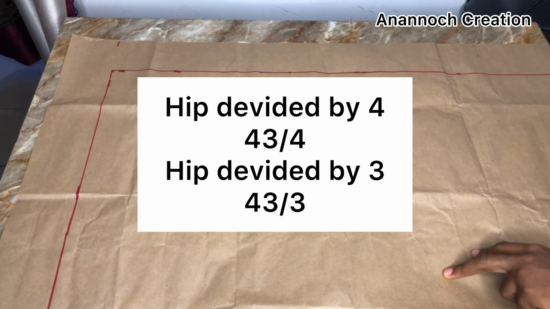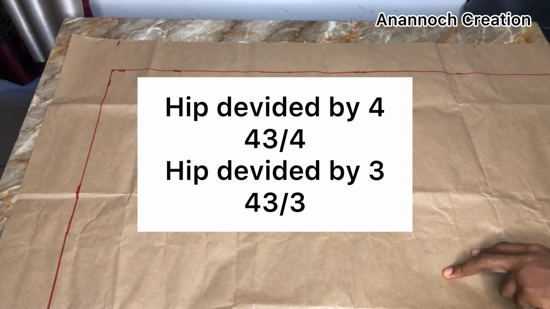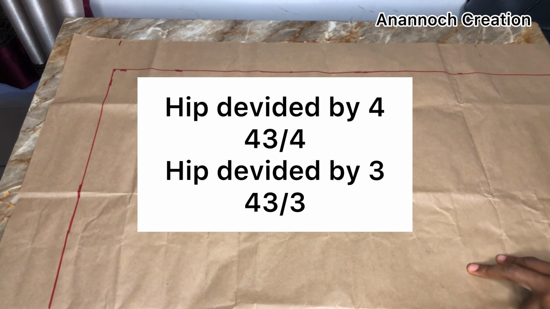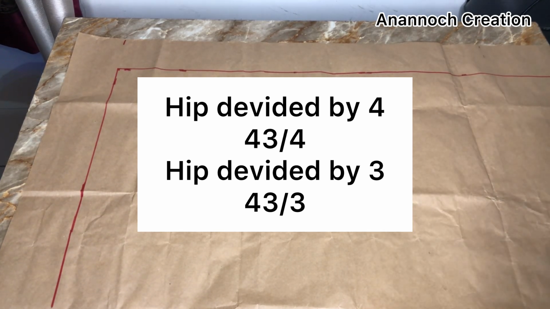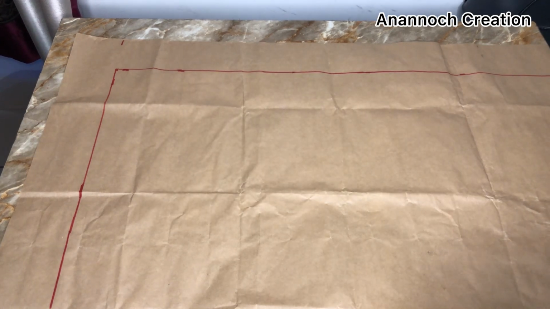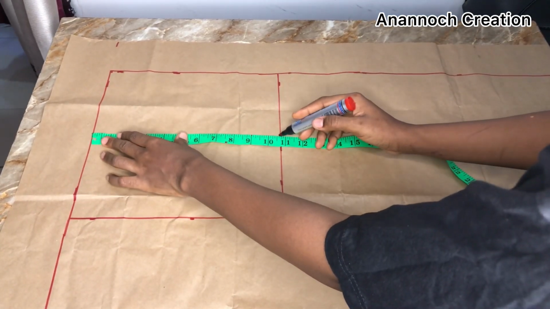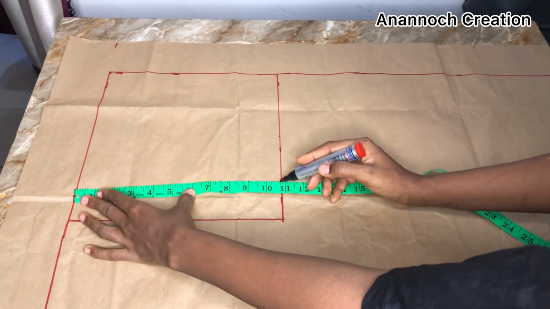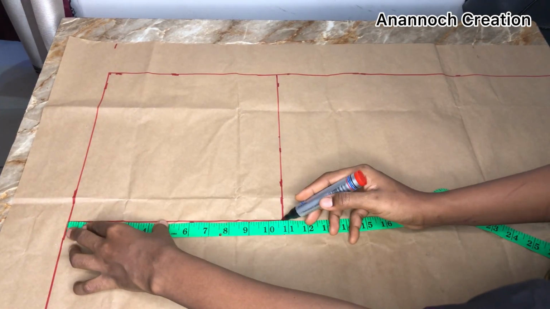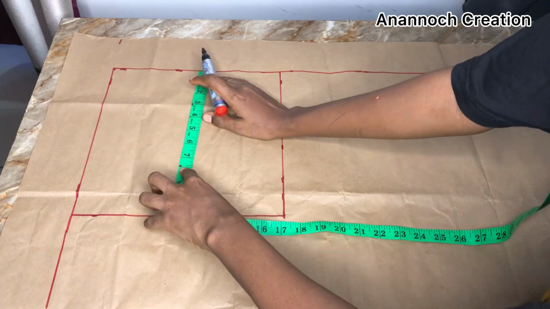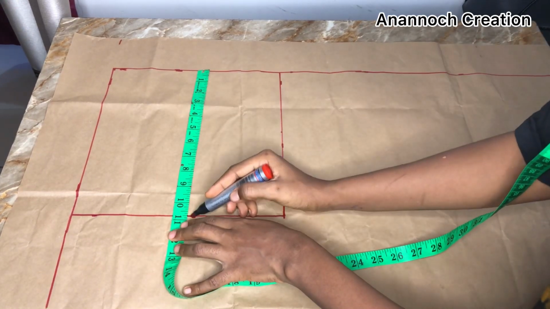Now to get the crotch length, you need to divide your hip measurement by 4 for a low waist trouser. For a high waist trouser, you divide your measurement by 3. After dividing it, I have 10.75, so I marked it on both sides. Then I got this box.